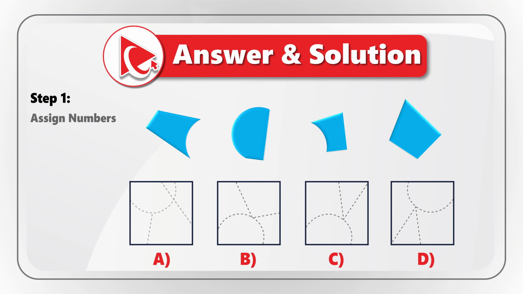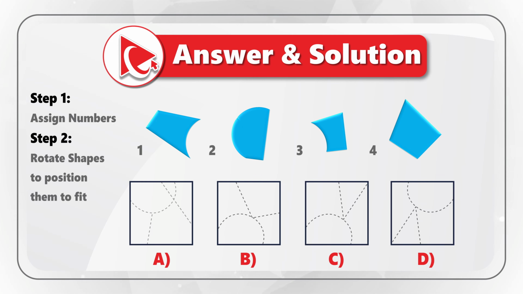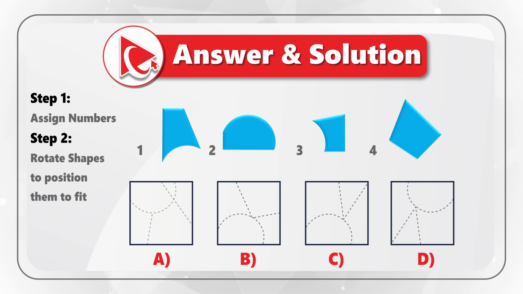Let's first assign each shape a number. Because we have 4 shapes, the numbers will be 1, 2, 3, and 4. The second step is the hardest. In this step, you need to rotate the shapes to position them to fit. And you need to find the closest square which fits all the shapes. Let's rotate each shape to get them into the correct position. Let's rotate shape 1, now shape 2, now shape 3, and now shape 4.